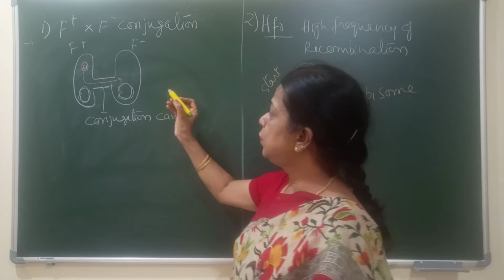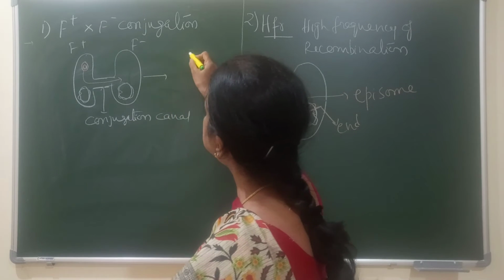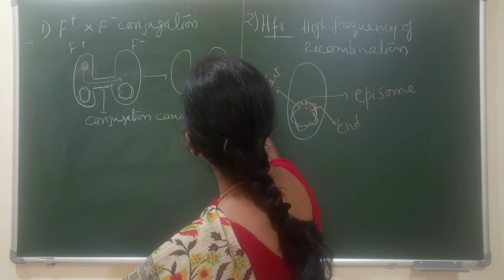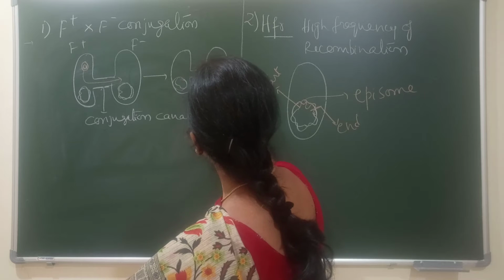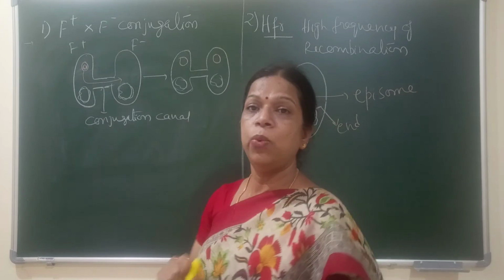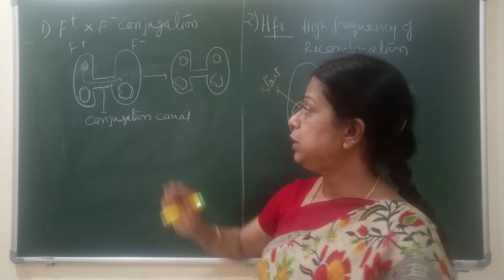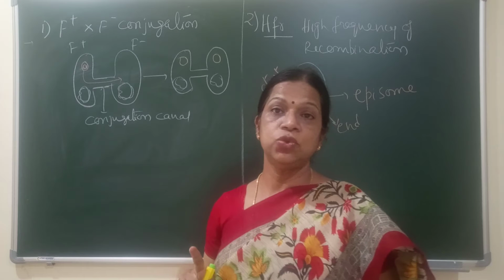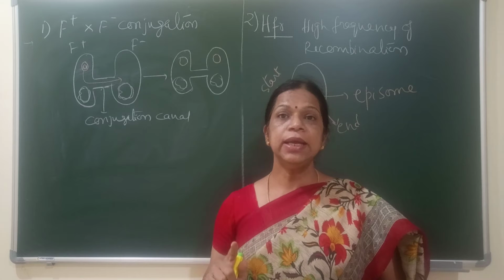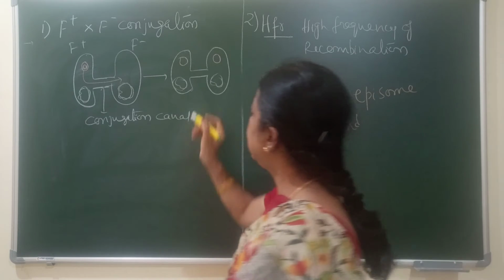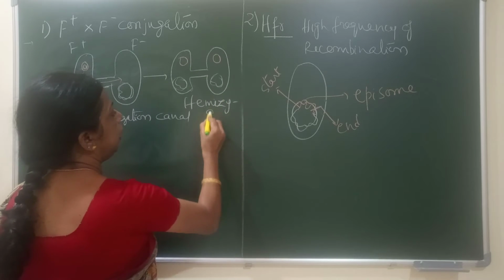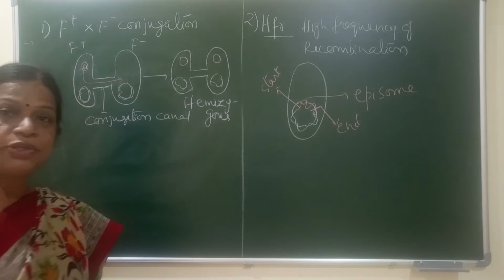After one strand is transferred, we can get the result as, so this is the normal DNA present, and each cell will have one strand of plasmid. After one strand is transferred, each cell is going to have only one strand of plasmid. This condition of the cell is called the hemizygous condition.